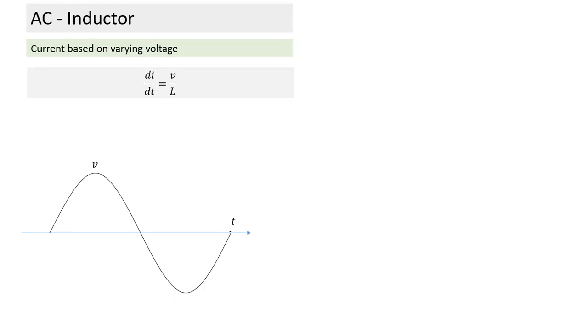Can I draw what the shape of the current curve will look like? This is the applied voltage to the inductor. Vignesh, since you asked the question, based on this, can I draw the shape of the current curve? Sir, the slope of the graph should match with the voltage. Slope should match with the V value. So wherever V is positive, slope should be positive. When V is high, slope should be high. When V is 0, slope should be 0. When V is negative, slope should be negative. Is it not?